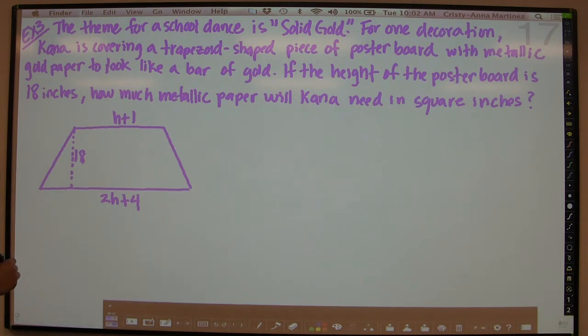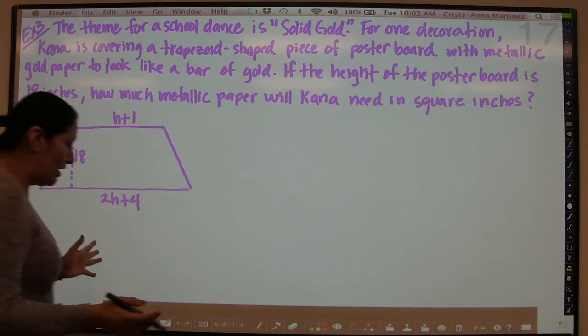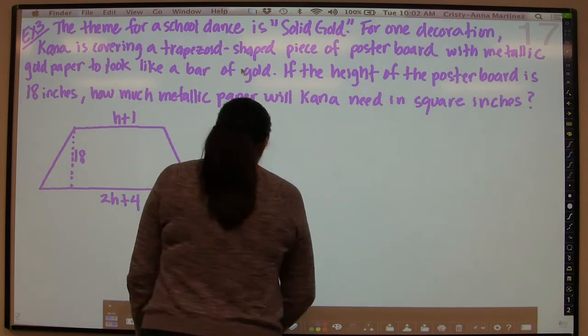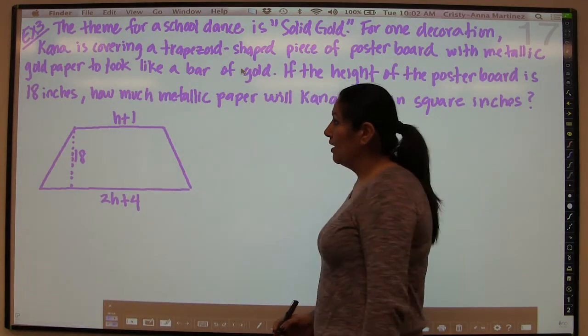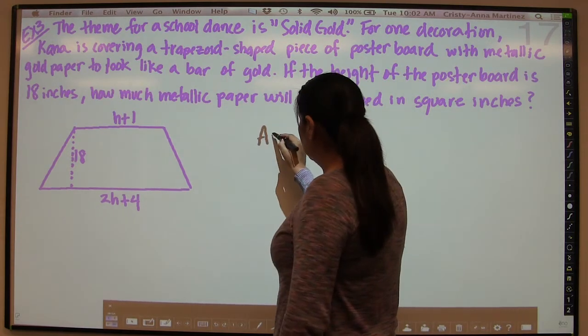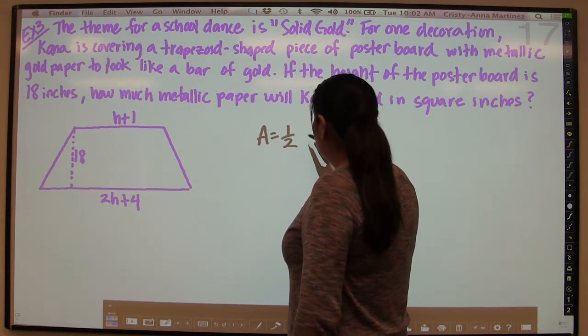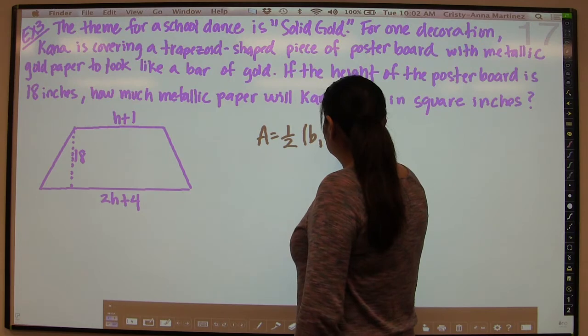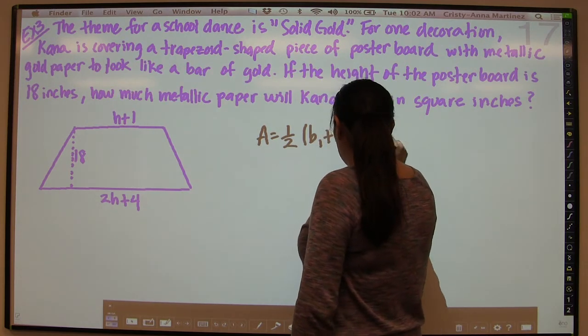How much metallic paper will she need in square inches? She being Kana, whatever her name is. Okay, so first thing, I don't know if you know this already or if you've forgotten it, you probably want to know the area of a trapezoid. So the area of a trapezoid is 1/2 base 1 plus base 2 times the height.